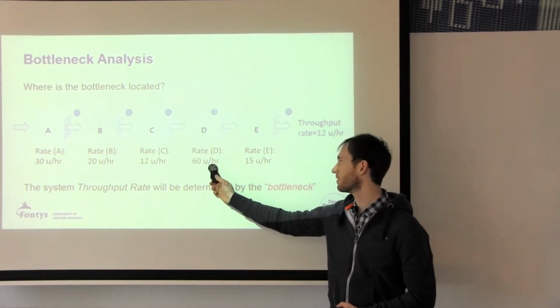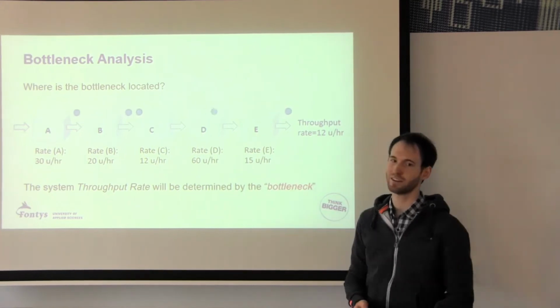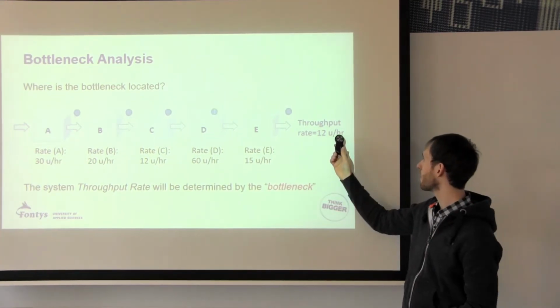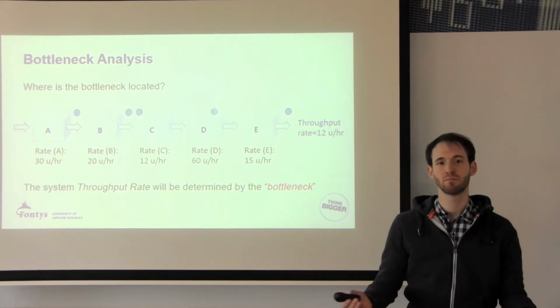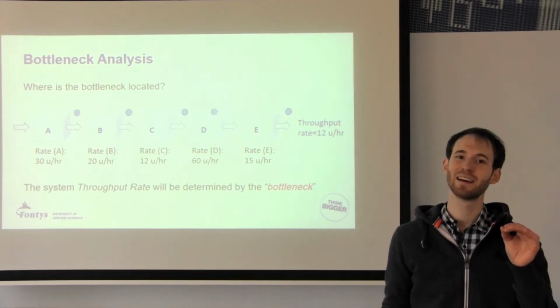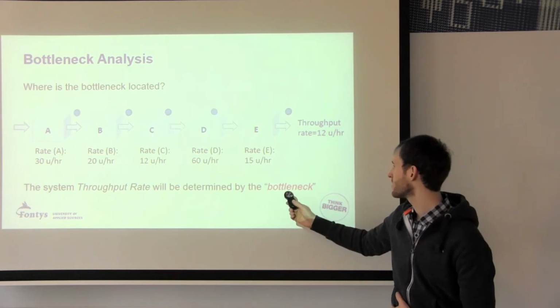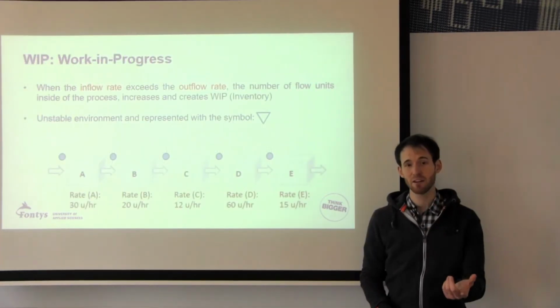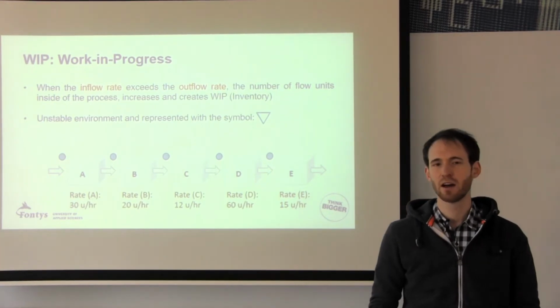And even though this is quite fast, the other ones are also faster, the whole process is slowed down, and every hour, 12 units come out. So the throughput is actually dependent on the bottleneck. It's determined by the bottleneck. All right, let's now look at work in progress again.